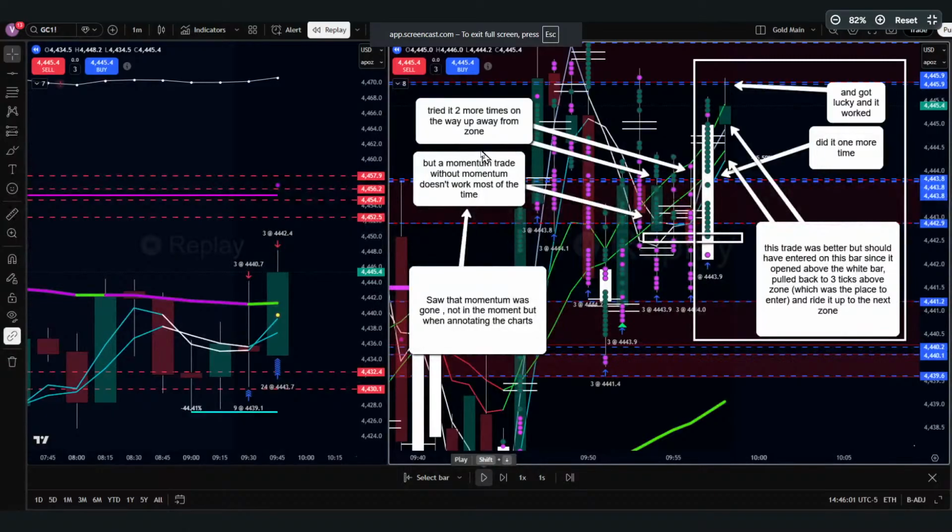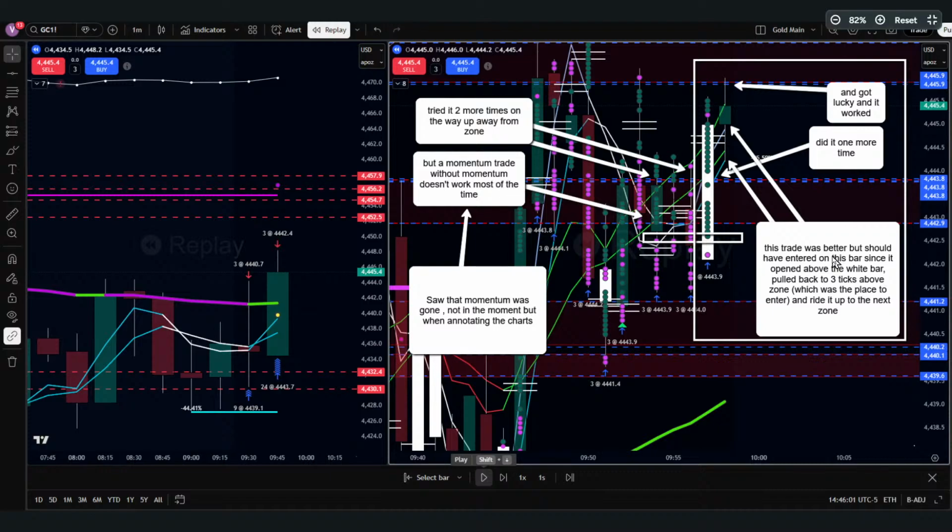And this is what we see. Tried it two more times on the way up from the zone, but a momentum trade without momentum doesn't work most of the time. And guys, it's this self-analysis right here where you go back, where you look at your trade, where you ask what went wrong. That's what he said: my momentum is gone.